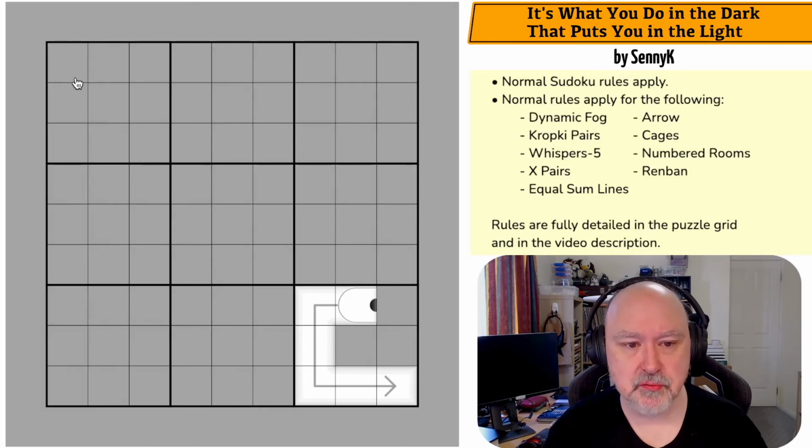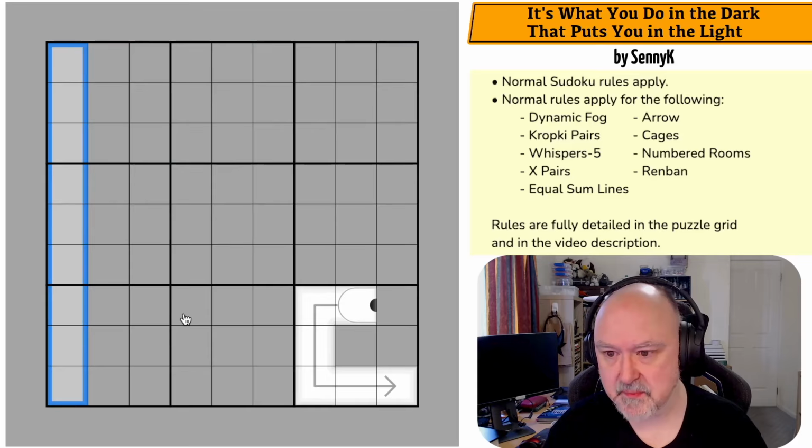So we've got normal Sudoku rules apply. So in every box, in every row, and in every column, the digits 1 to 9 must be placed without repetition. We have dynamic fog. So the grid is partially surrounded in darkness. Entering correct digits may lighten the darkness somewhere in the grid.